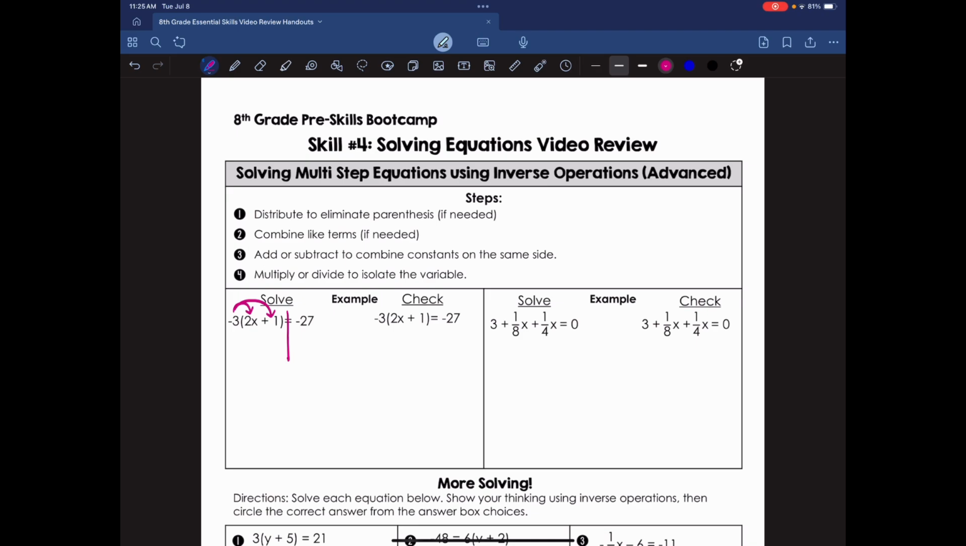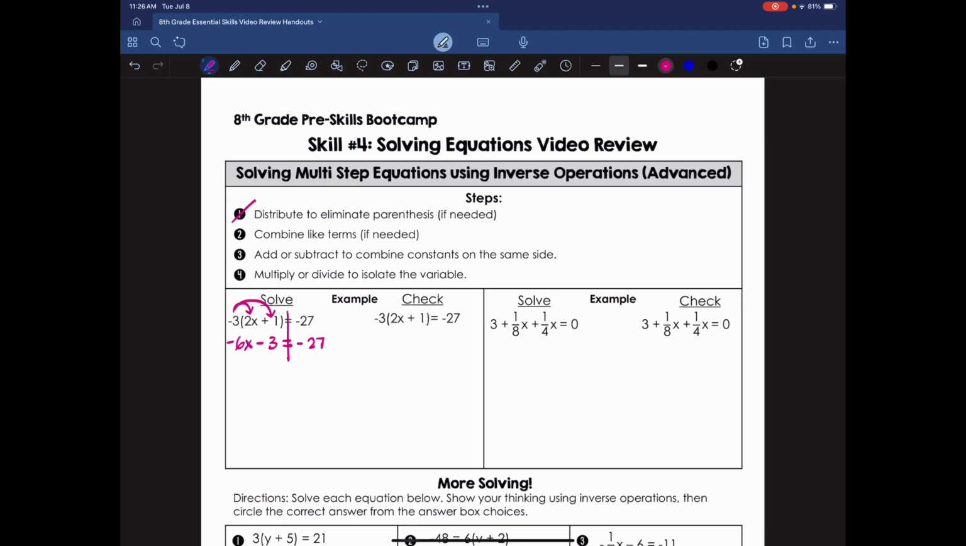Negative 3 times 2x is going to give me a negative 6x, and a negative 3 times a positive 1 is going to give me a negative 3. And then on the other side, because that negative 27 is not in the parentheses, we're going to go ahead and just copy that down. So we've done step 1, where we've distributed to eliminate parentheses.